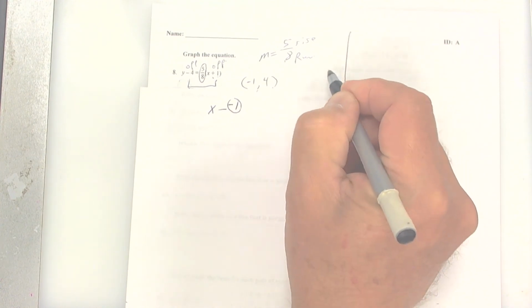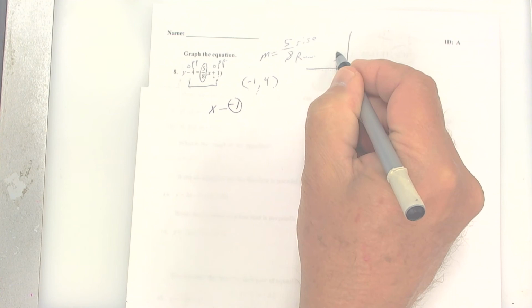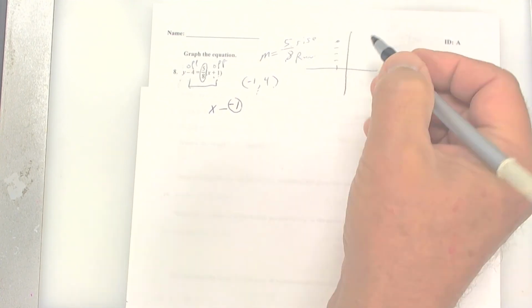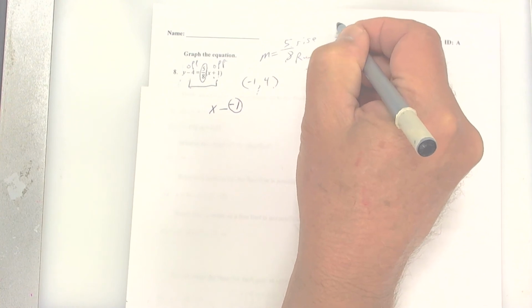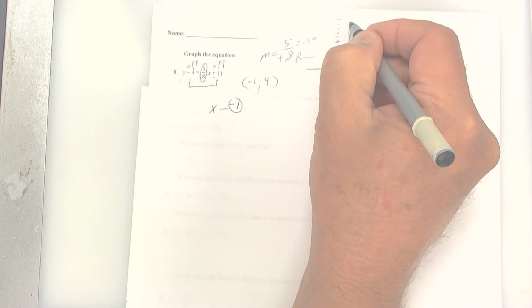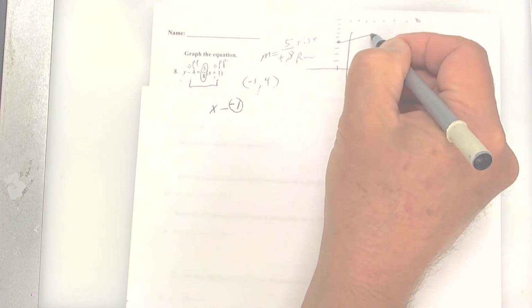So to graph it, you're going to go ahead and take this point, which is negative 1, and then up 4. 1, 2, 3, 4. Put a dot. Then you're going to go up 5 from here. So 1, 2, 3, 4, 5. And then you're going to go over to the right 8. So this is 1, 2, 3, 4, 5, 6, 7, 8. And here's how you do it.